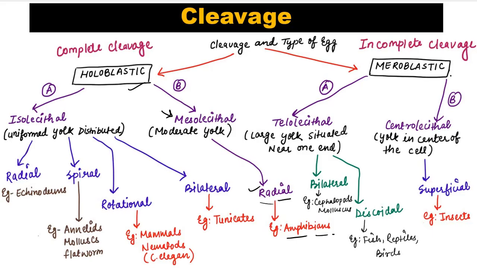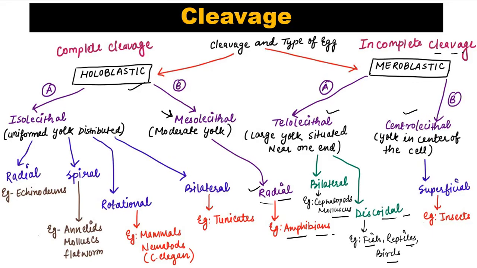If we talk about the meroblastic, which represents incomplete cleavage, it also has a categorization of egg depending upon yolk concentration, that is telolecithal and centrolecithal. The telolecithal is again categorized into two parts. First is the bilateral, represented by the cephalopods, mollusks, and second is the discoidal. Discoidal cleavage is mainly represented by fishes, reptiles, and birds.